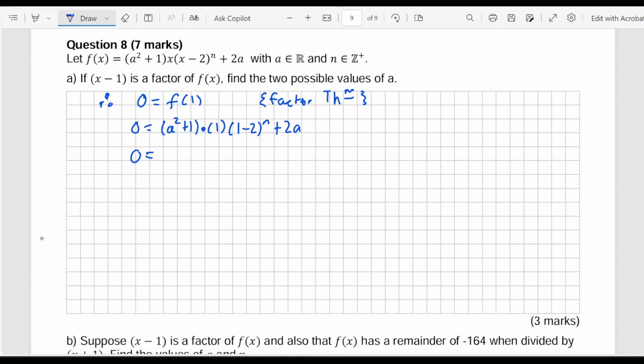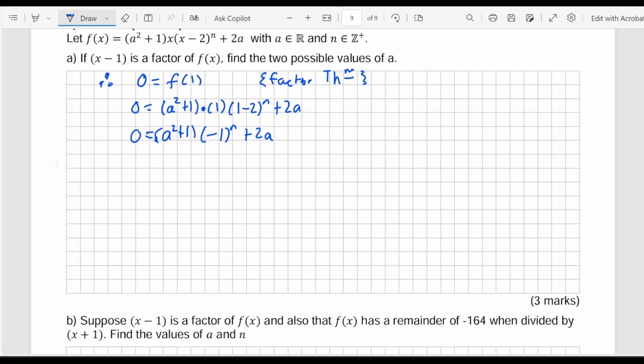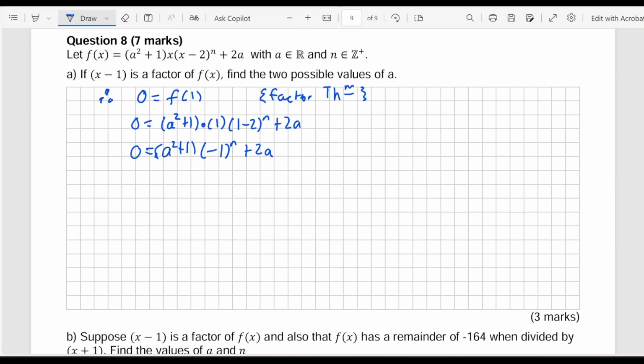So a squared plus 1. And then we're going to get -1 to the n plus 2a. So they're saying there should be 2 possible values of a. So it might depend on what n is as well, because whether or not n is even or odd will impact things. So n even and n odd. We're going to break this up into 2 cases. If n is even, we get 0. This is positive, so it's a squared plus 1 plus 2a.